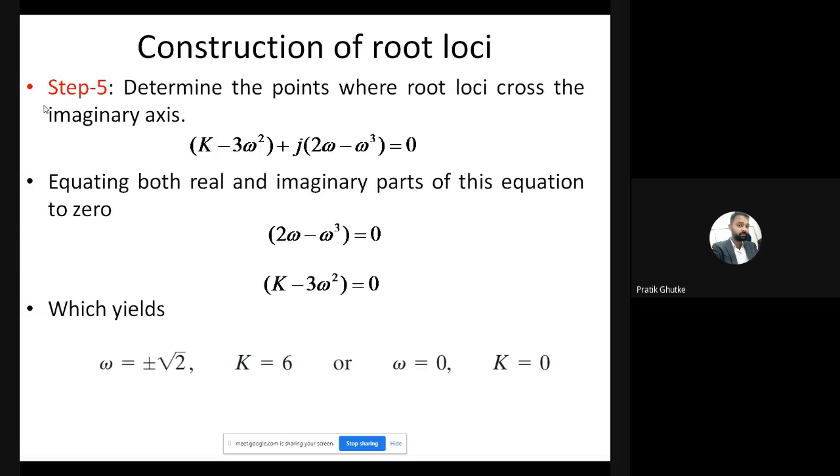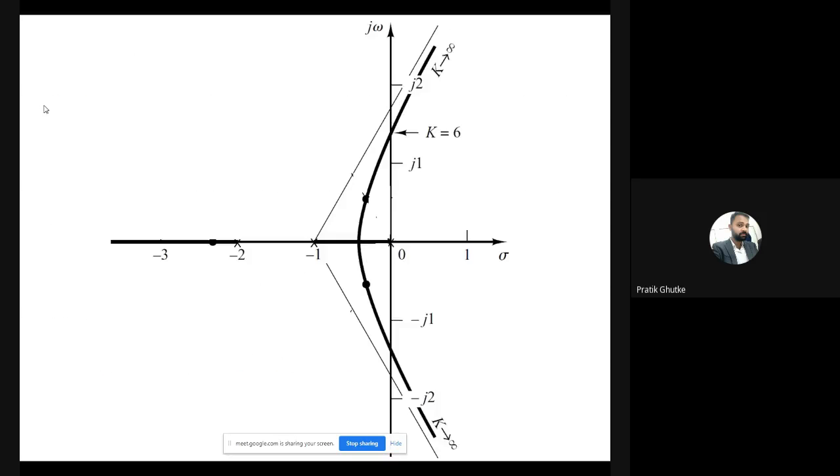See, omega max is coming plus minus root 2, which means plus minus j 1.414. So my root locus will meet the imaginary axis at plus minus root 2 j. So this is the actual root locus. By plotting all my calculations, you will see the root locus would look like that.